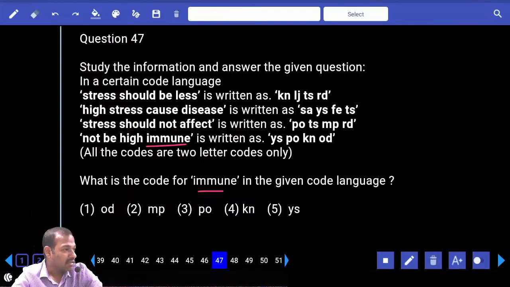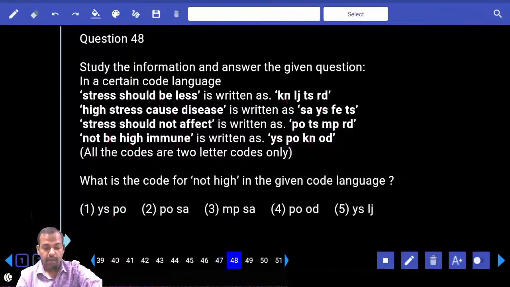Whichever word is repeated elsewhere, that is what we should look at. So to know the code of "immune", definitely we should know the codes of these three words, right? Is "not" repeated or not? Yes. And "B" is repeated and "high" is also repeated. That means definitely on the right side, one single code should be there. Yes or no? What is the single code here? YS is repeated here, PO is repeated and KN is repeated. So your answer is OD, first option.